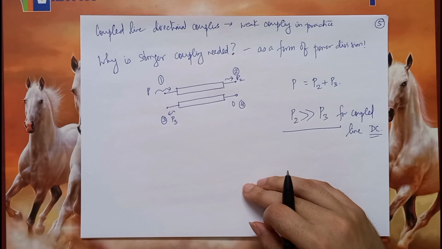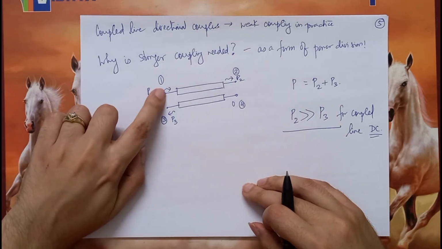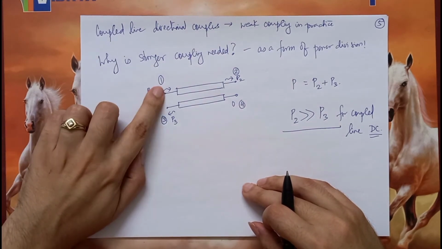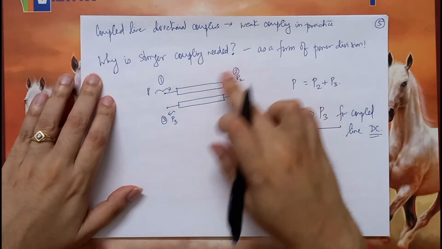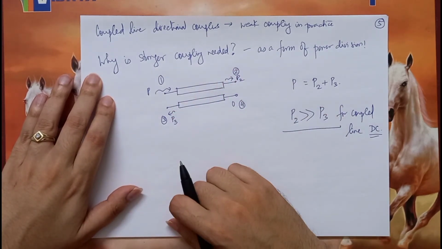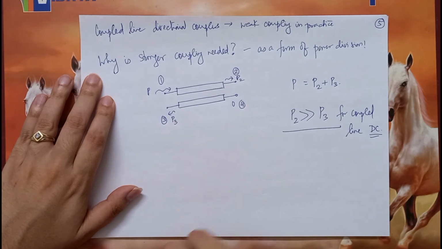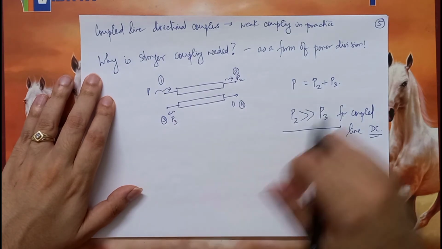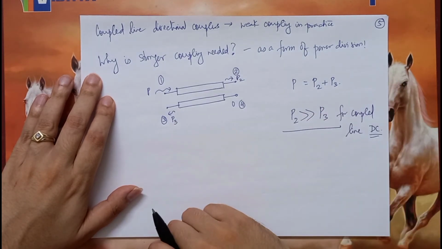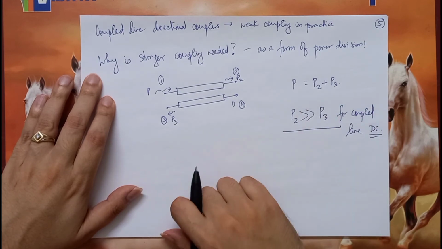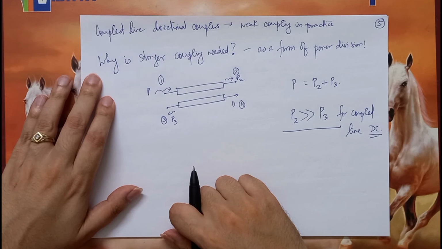One can also ask whether we can enter some power at port 1 and can we achieve half the power going to port 2 and half the power going to port 3. This is extremely difficult, rather I should say impossible, using coupled lines, because the electromagnetic induction just cannot be that strong.